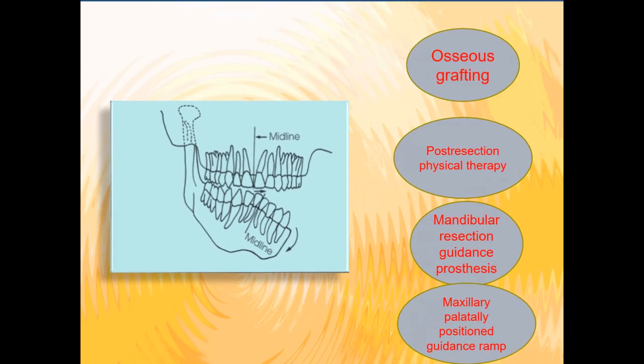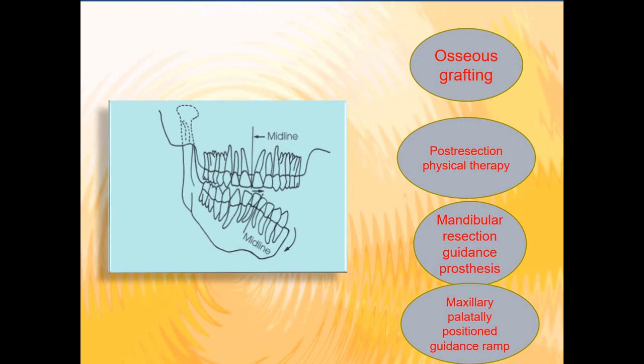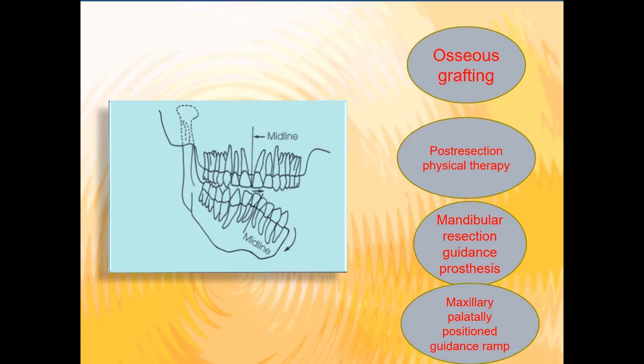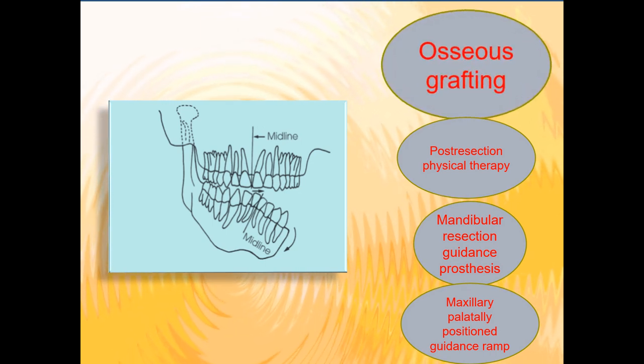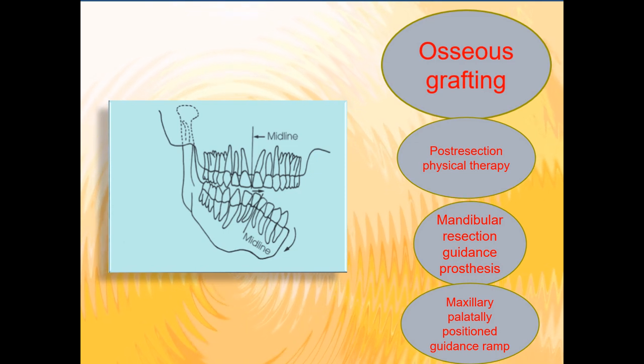For osseous grafting to be successful, there are certain criteria that need to be fulfilled. First is the bone transplantation into healthy tissues. Next is wide contact should be there between adjacent bone and graft. And the recipient area should have adequate blood supply. And finally, the positive fixation.